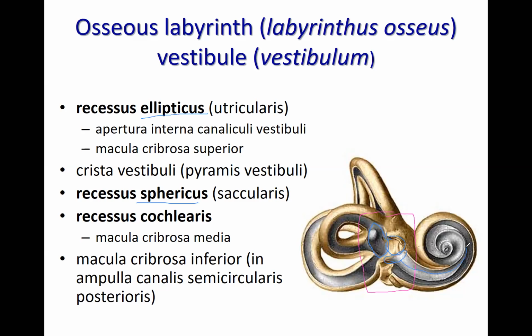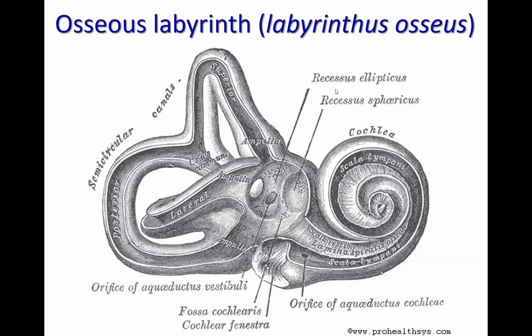And where the nerves get in, it's called the macula cribrosa. You know, lamina cribrosa, cribriform plate. Here we have the macula cribrosa. And the macula cribrosa are located in these areas, but I will come to a better figure just now. So here I can repeat that.